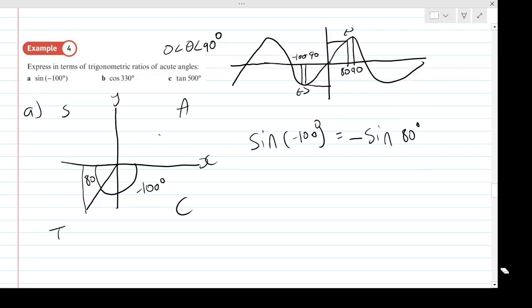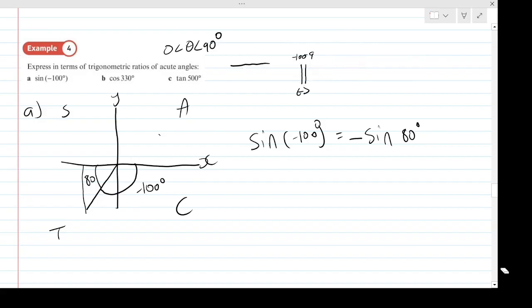Okay, so the graph, hopefully you can see, reinforces why sine of minus 100 is the negative of sine 80, because minus 100 is below the curve, and 80 is above, so it's on the positive y part. So they're just negatives of each other. But there, yeah. So there we are.